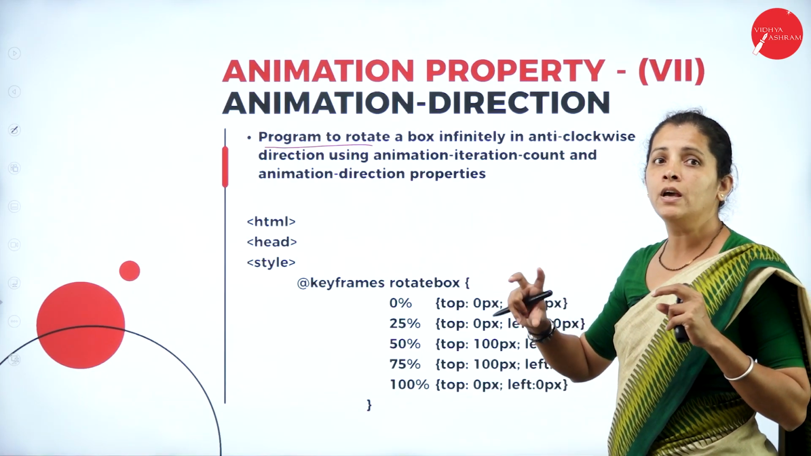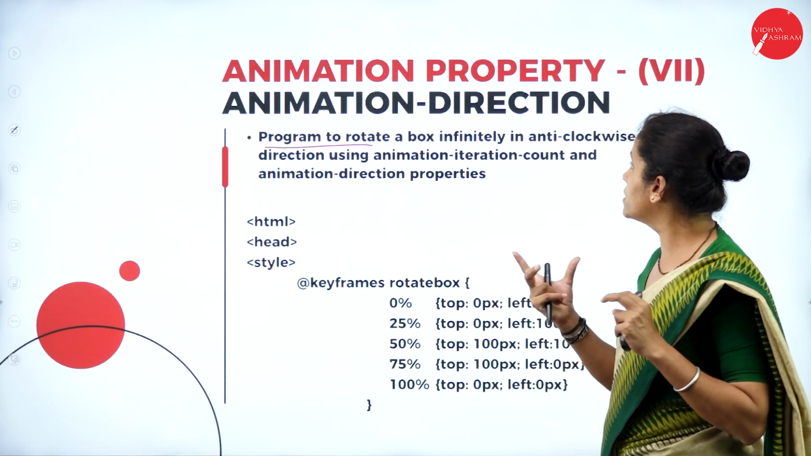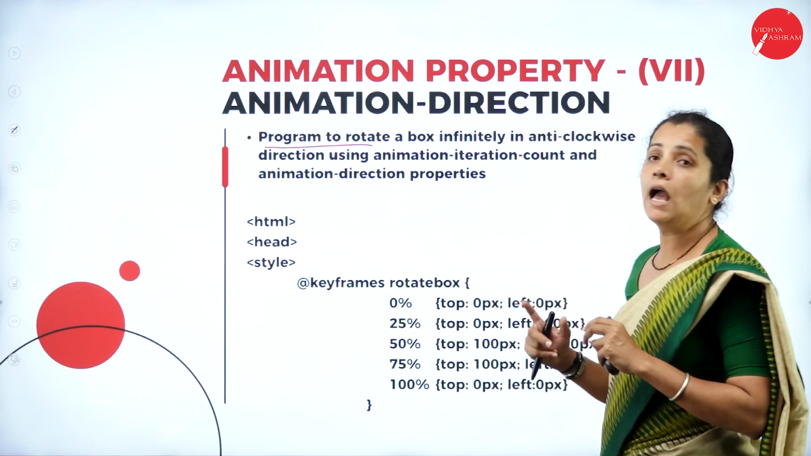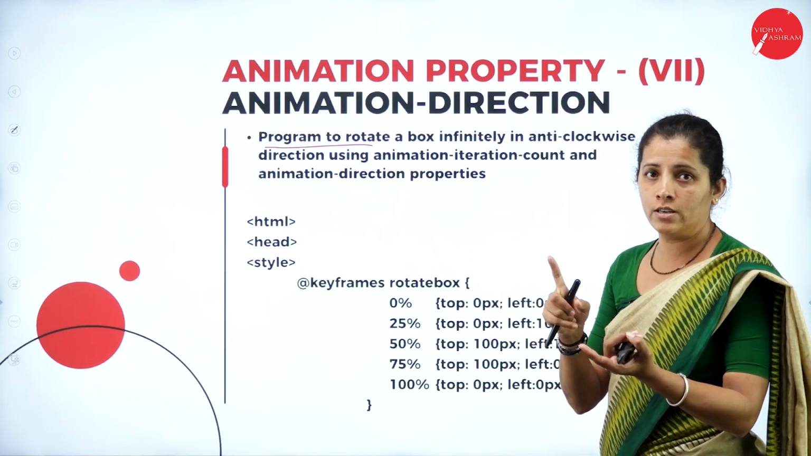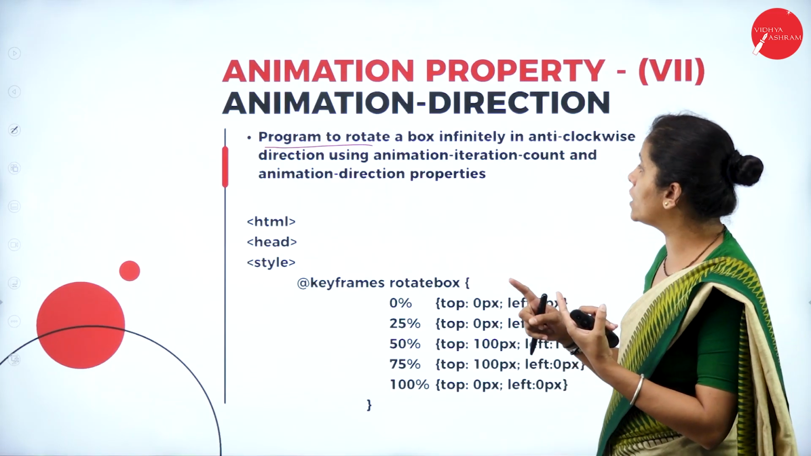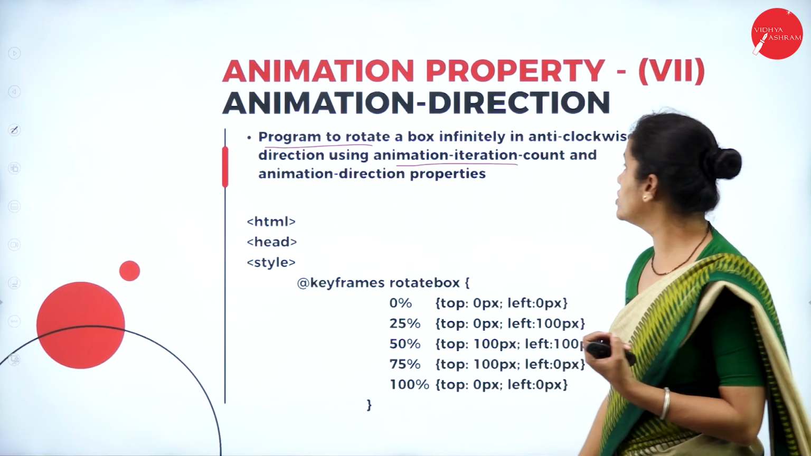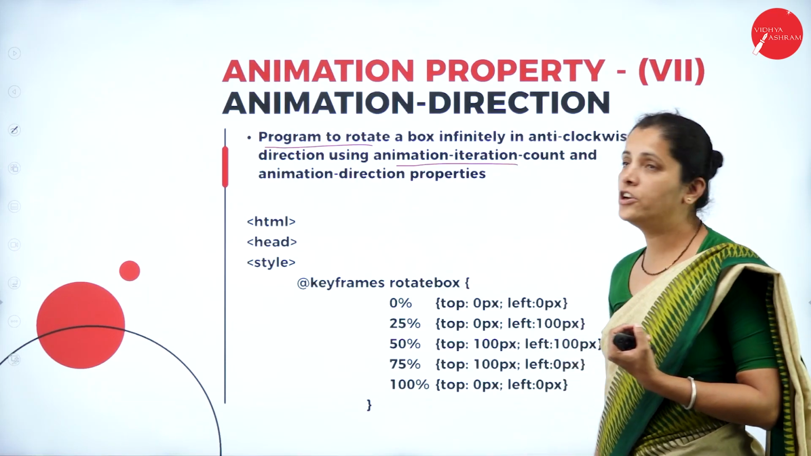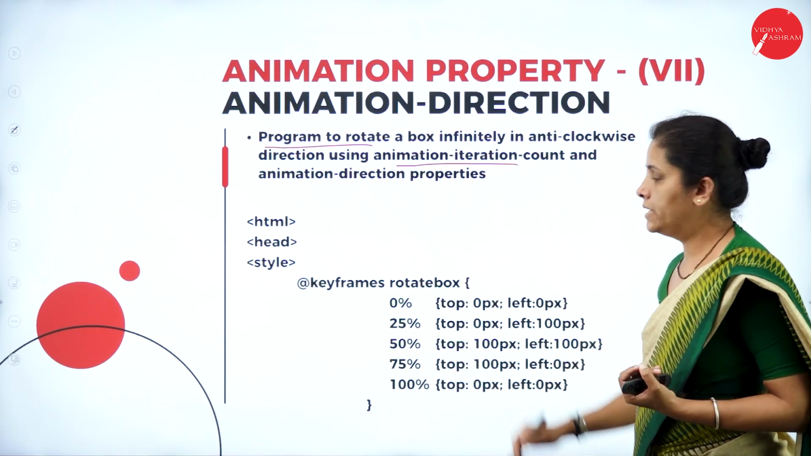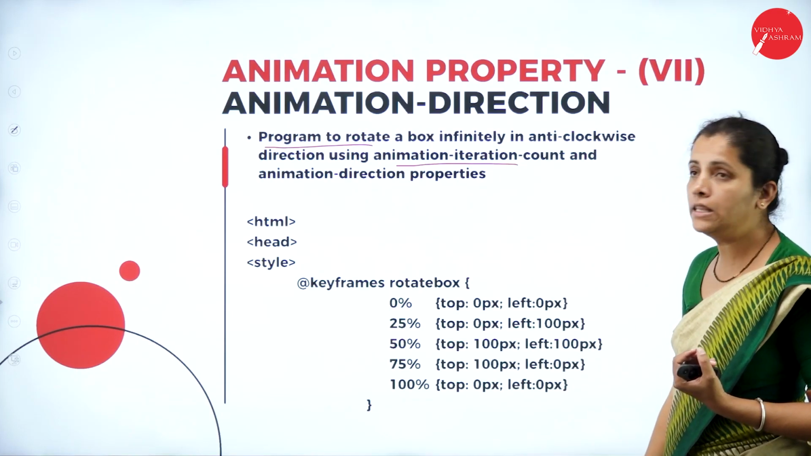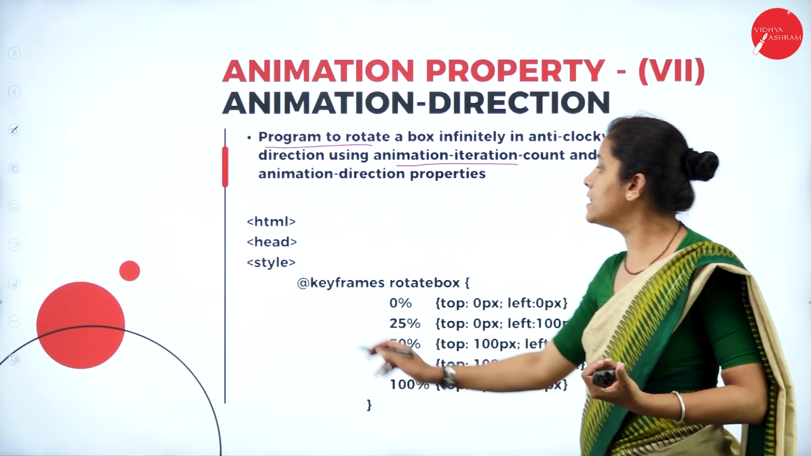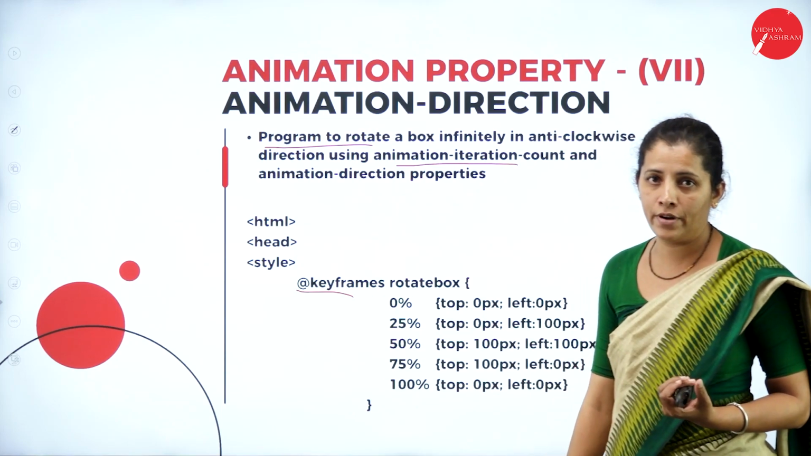I want to rotate the box infinitely in the anti-clockwise direction, not clockwise. It is anti-clockwise using the animation iteration count and animation direction properties. So how to write the animation? First, I'll start with the keyframe.